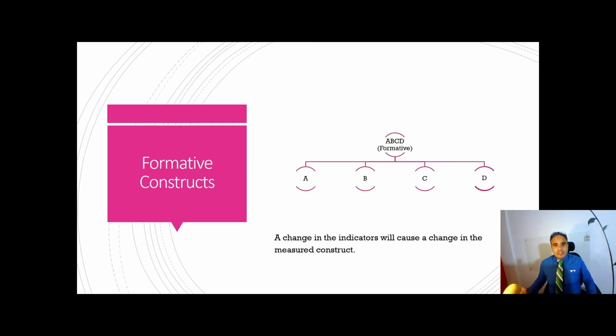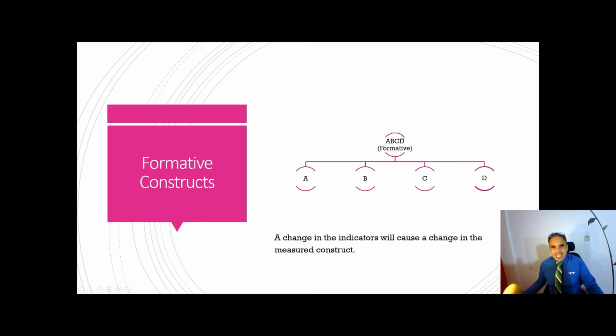As an example here, if we take A, B, C, D, this is a formative example. A, B, C, D is the construct. Its indicators are A, B, C, and D. Those A, B, C, and D form the ABCD construct. We'll come to another example in a bit. Here any change in these indicators will cause a change in the measured construct. So if you have this construct, you cannot just remove one because these four must be there in order to form this construct.